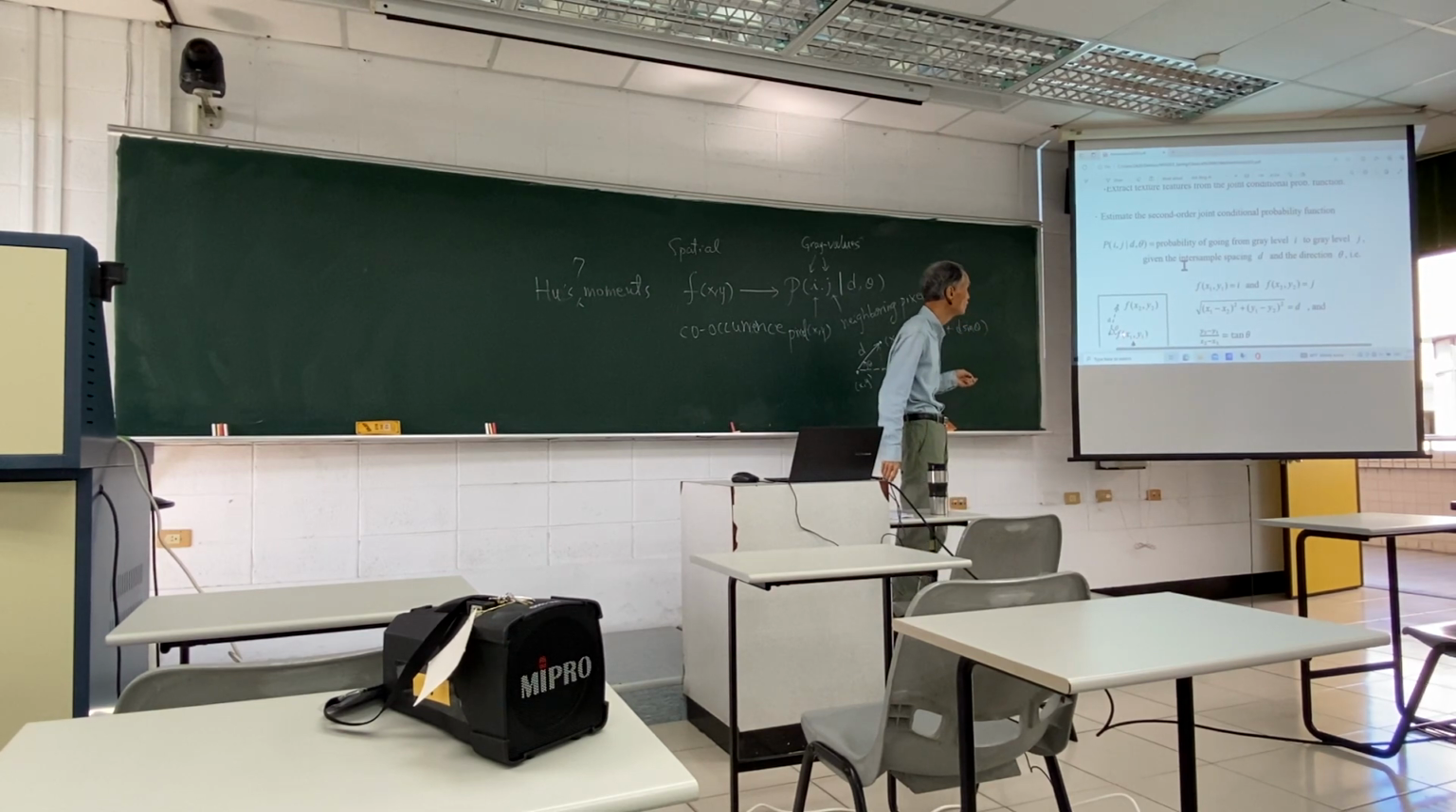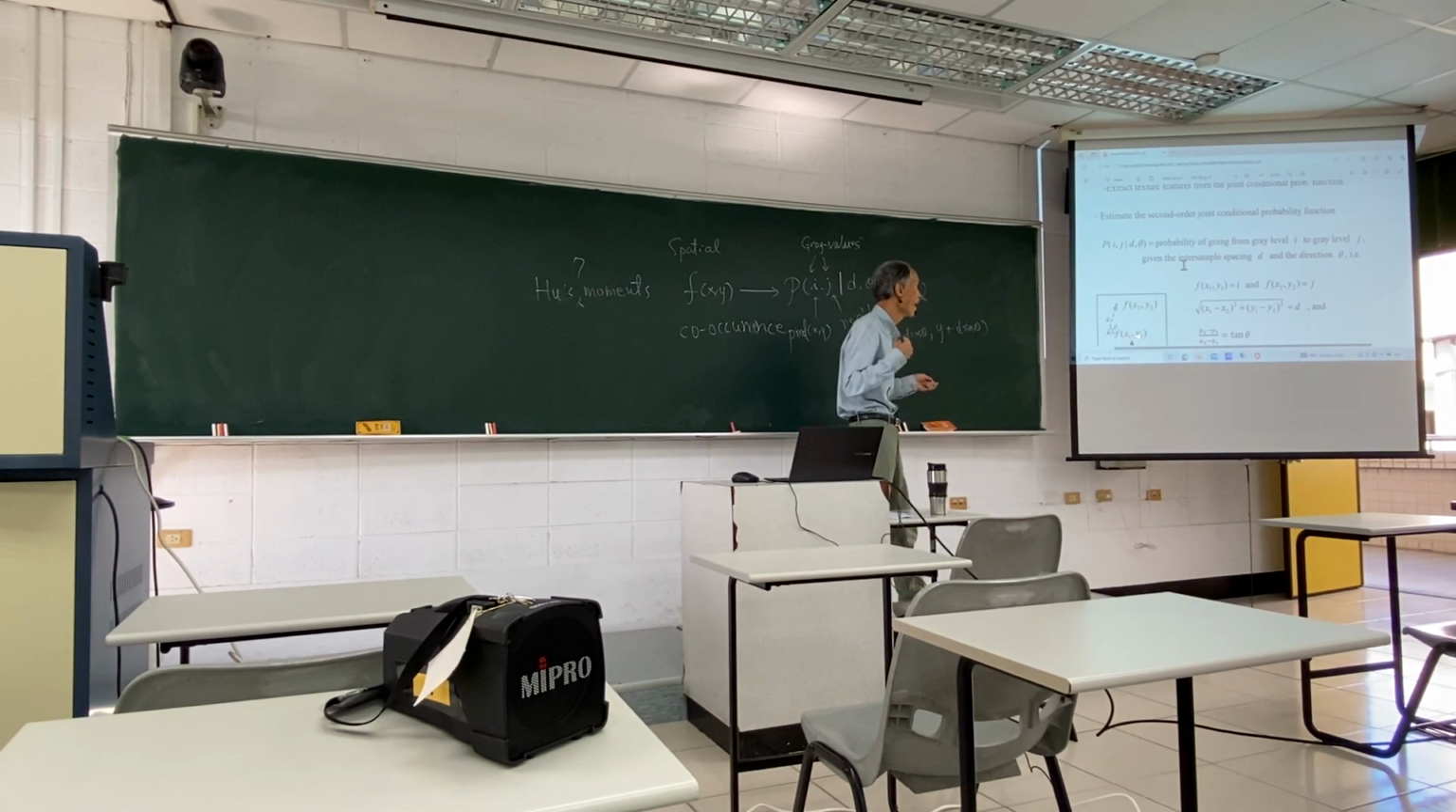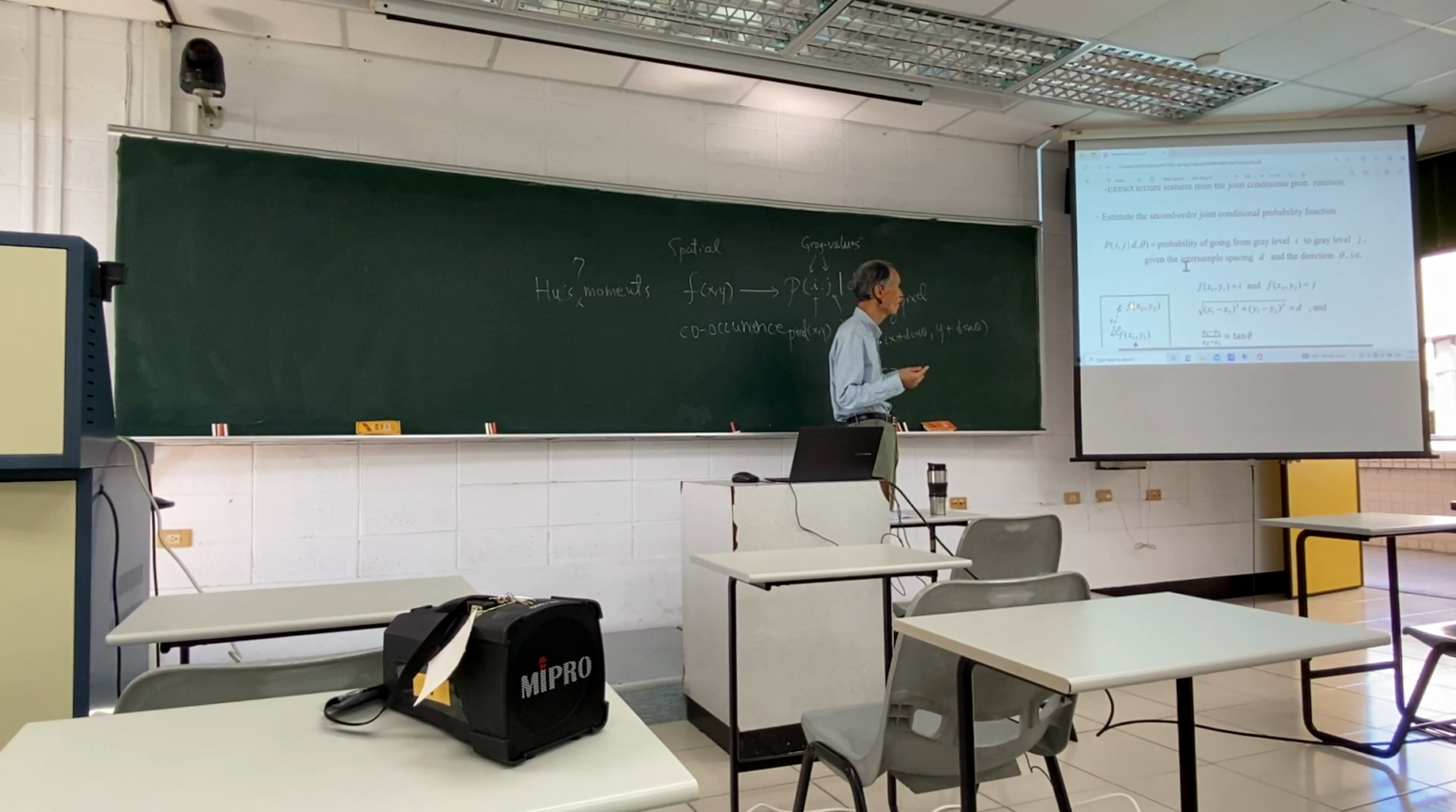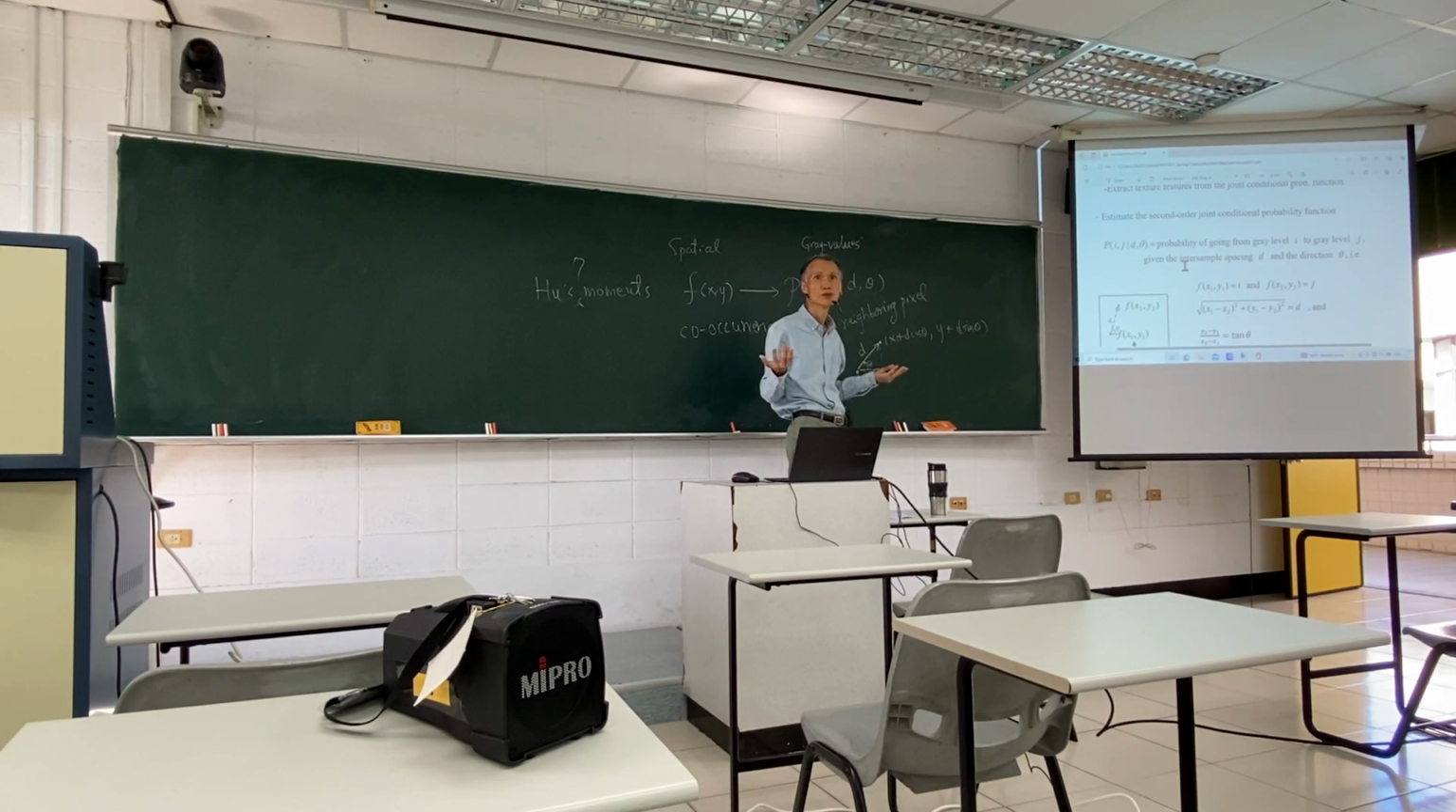So that's how, for every pixel point, in this case x1, y1, we find its neighbor at the distance d with the orientation theta. Then you can find its neighboring point x2, y2, which has the value of j.